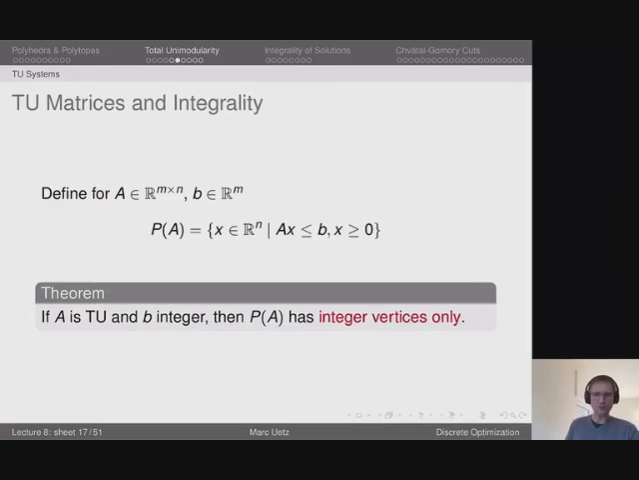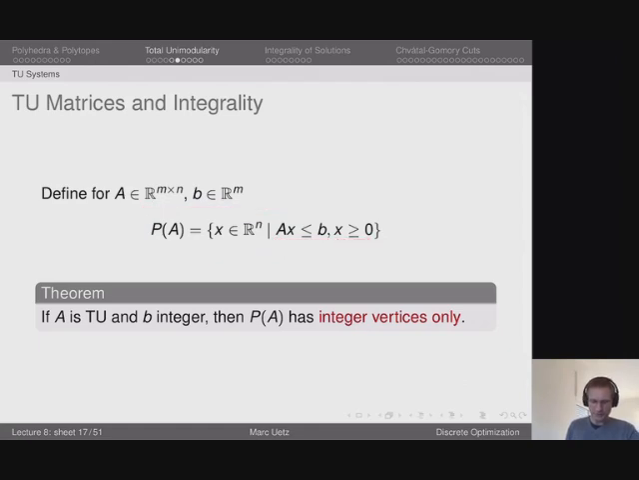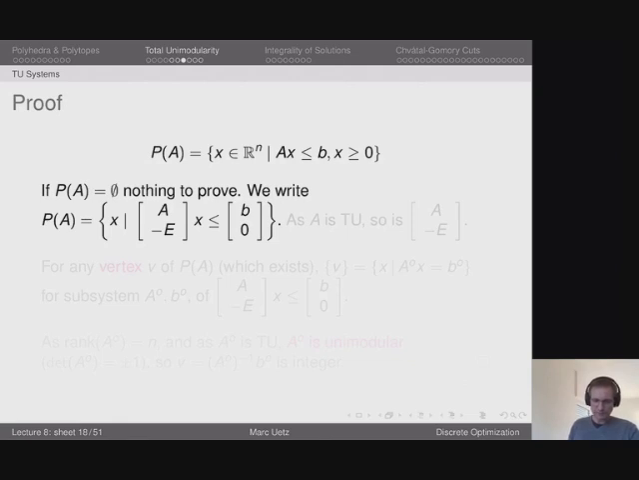And now we can move to the main theorem. So if we have our constraint matrix A and the right-hand side b, and we consider a polyhedron defined by these linear inequalities and non-negativity, we get the following theorem. If this matrix is totally unimodular and b is integer, then the corresponding polyhedron has integer vertices only. And the proof of that is now just a simple summary of everything that we did so far. So let's briefly have a look at it.